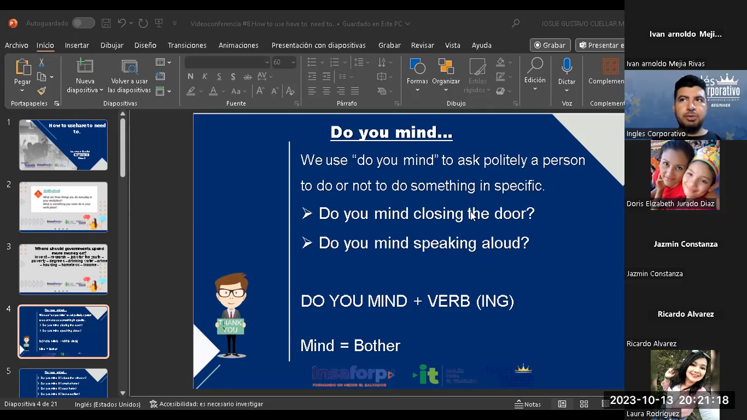Entonces, por ejemplo, están en la casa de su amigo, hace frío. Ustedes le pueden decir, do you mind closing the door? ¿Te importaría cerrar la puerta?